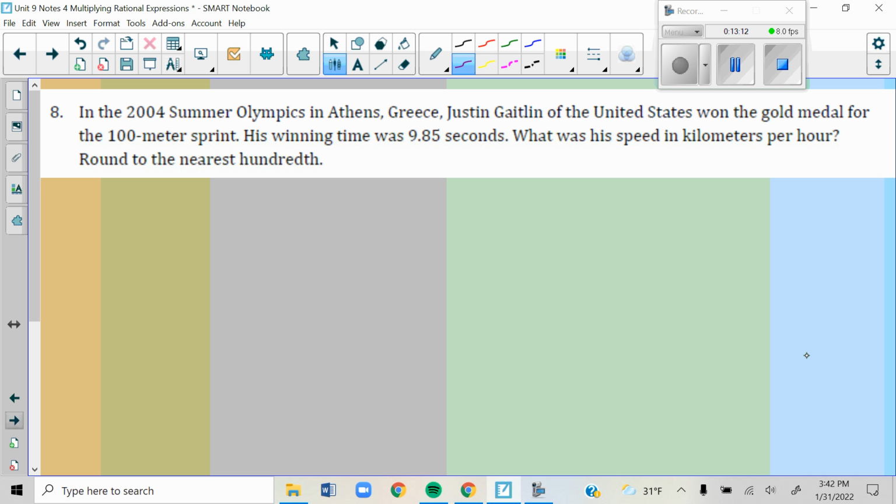It says in the 2004 Summer Olympics in Athens, Greece, Justin Gatlin of the United States won gold medal for the 100-meter sprint. His winning time was 9.85 seconds. What's his speed in kilometers per hour? So we are going to take his 100-meter sprint, and it's per 9.85 seconds. And we want to change meters into kilometers and seconds into hours.